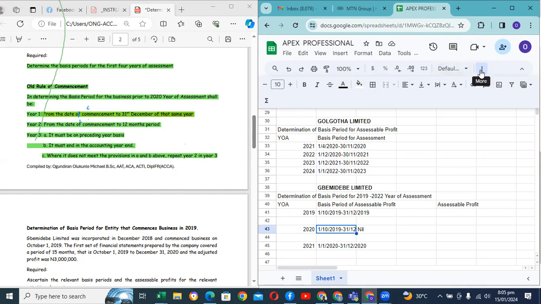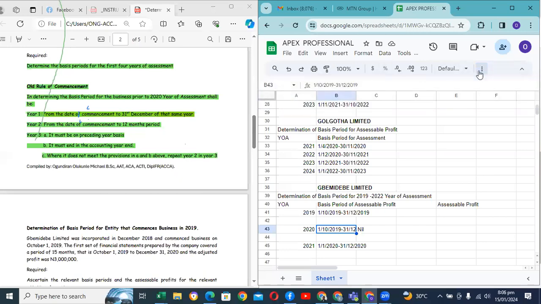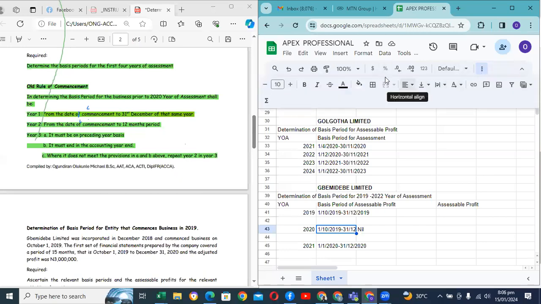So that means we are combining two rules here. Exactly. 2019 is for the old rule, and the new rule starts with 2020, right? Yes, that's correct.